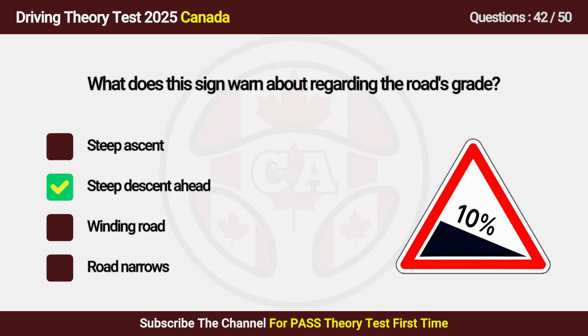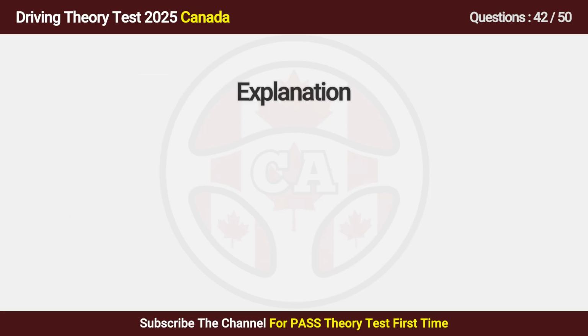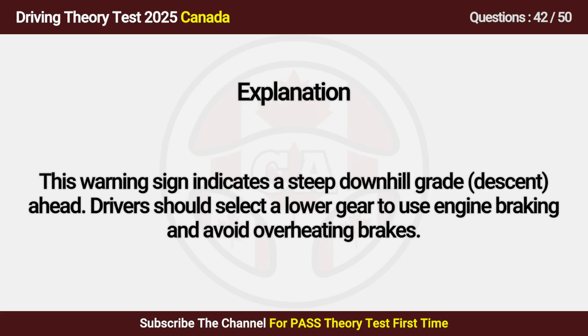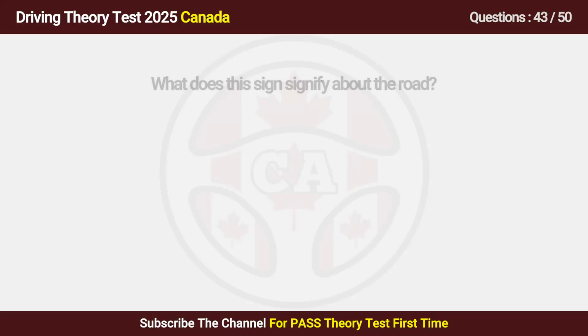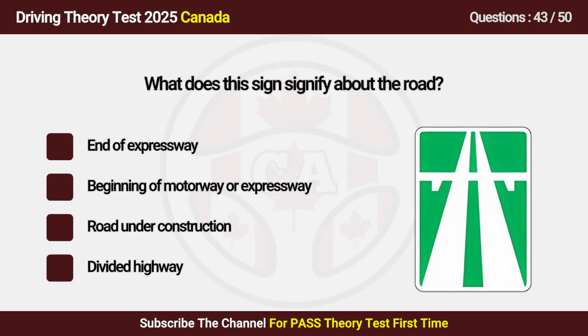Answer is B. Steep descent ahead. This warning sign indicates a steep downhill grade ahead. Drivers should select a lower gear to use engine braking and avoid overheating brakes. Question 43. What does this sign signify about the road?